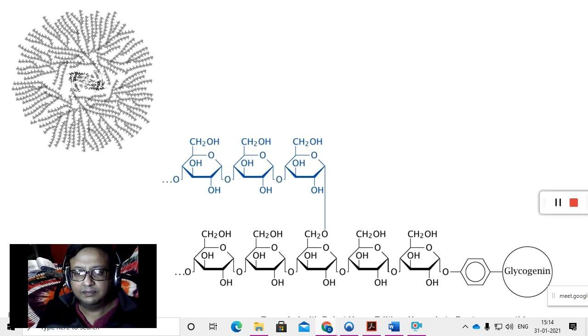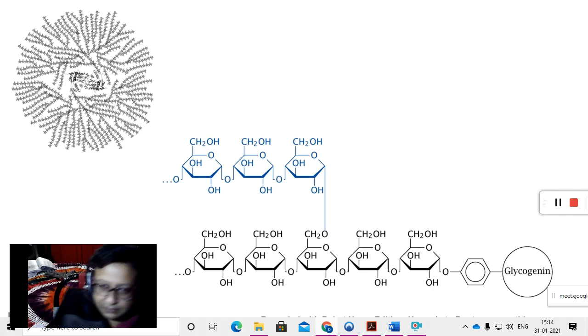So glycogen has two major kinds of linkage. One is the alpha 1,4 glycosidic linkage, that is the straight chain, and the branch chain has the alpha 1,6 glycosidic linkage. Why this is important, I'll talk about in a bit.